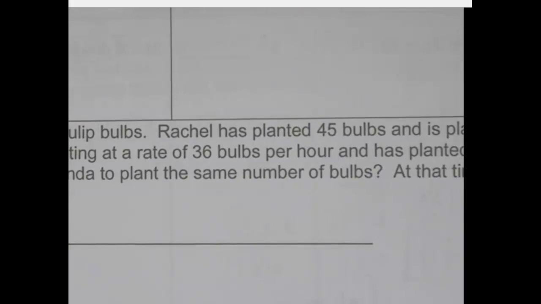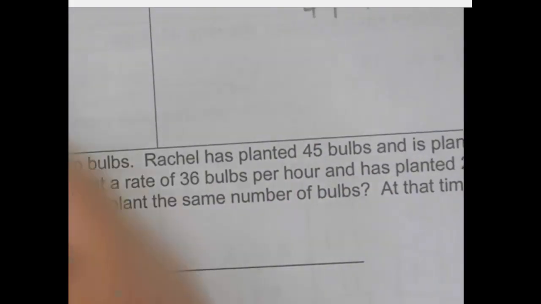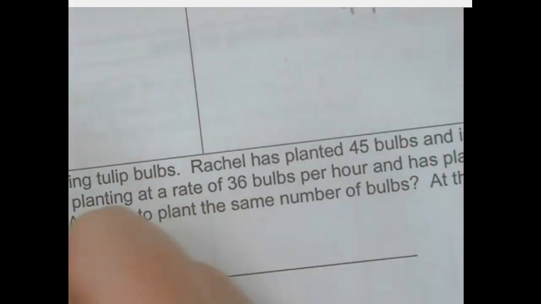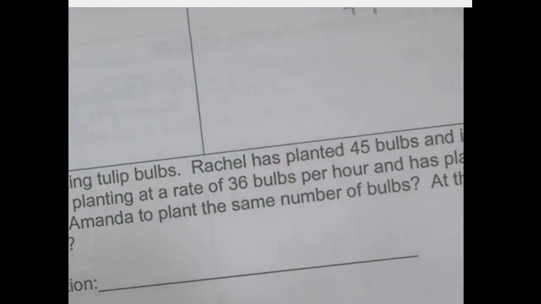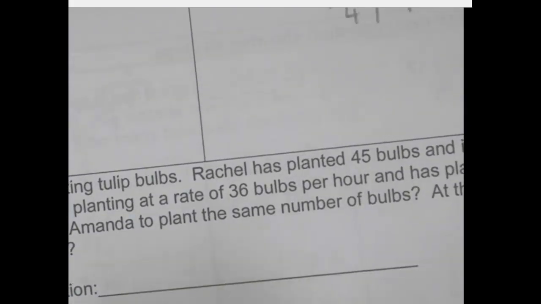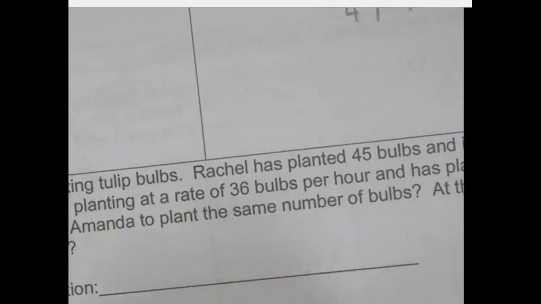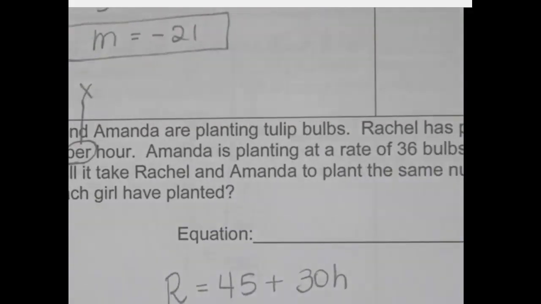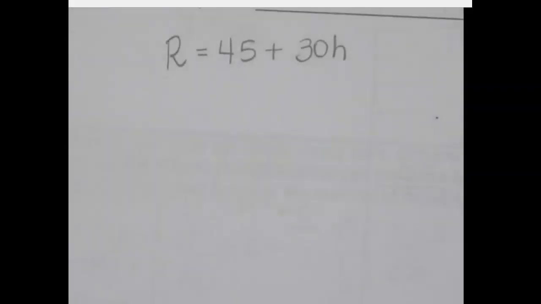Rachel and Amanda are planting tulip bulbs. Rachel has planted 45 bulbs and is planting at a rate of 30 per hour. That per is a multiplication word. So I have Rachel, who's already done 45, so we're going to give her credit for those 45, plus 30 per hour. So 30 times each hour. Okay, there's Rachel's.